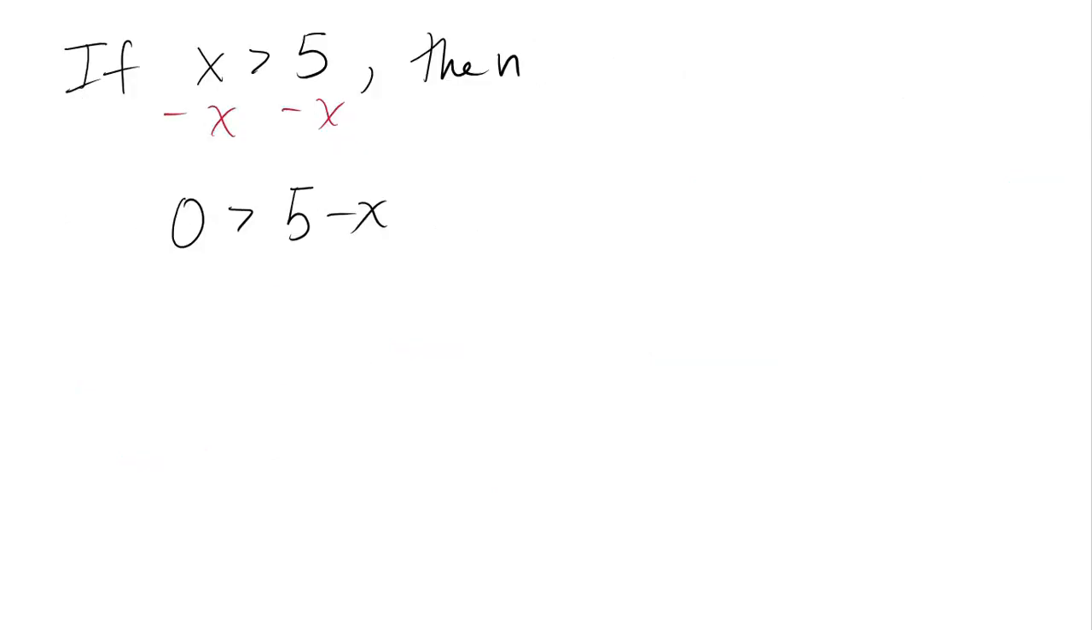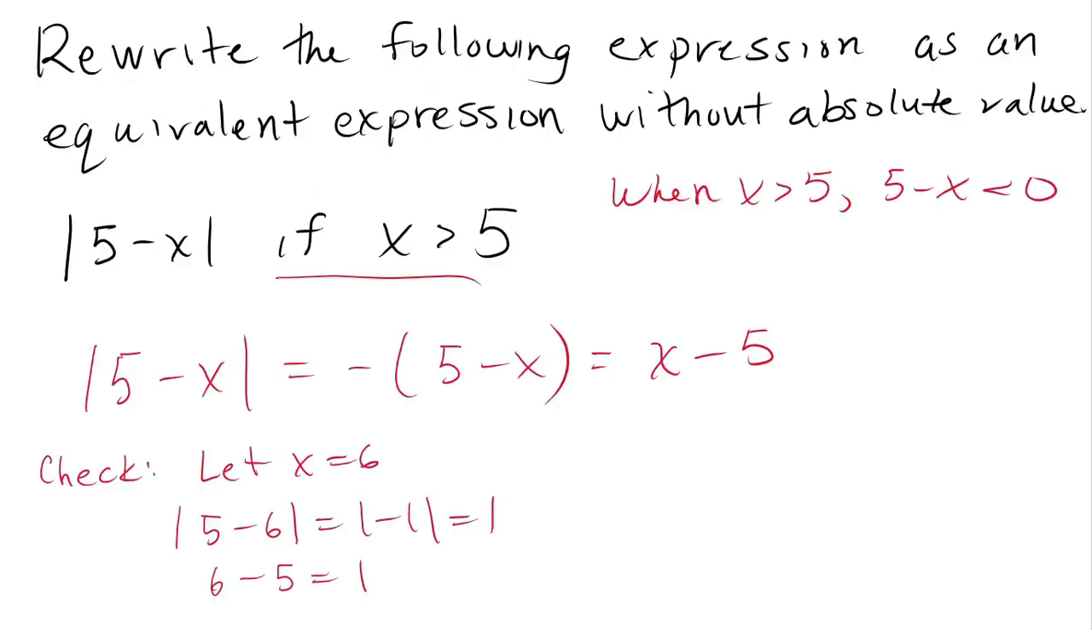Well, this says 0 is greater than 5 minus x. Another way to write that is to flip the order of the inequality. So put the 5 minus x on the left, put the 0 on the right, and then flip the inequality so that the fish or the alligator or the Pac-Man or whatever it was when you were in first grade is still trying to eat the 0. This says 5 minus x is less than 0. Exactly what we said when we did it the less formal way.